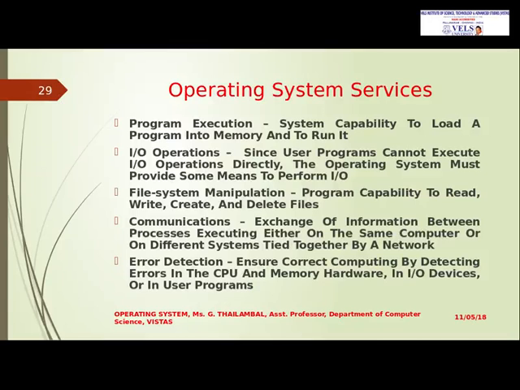And IO operations. IO operations are nothing but input output devices needing to be allocated. Before the process gets executed, it needs to check whether the device is properly connected or not, or some error message needs to be given to the user. Everything is done by the operating system. And file system manipulation: managing the files, writing, creating, deleting, reading, everything is managed by the operating system. And communication: it helps one process communicate with another process through a network, and that is done by the operating system.